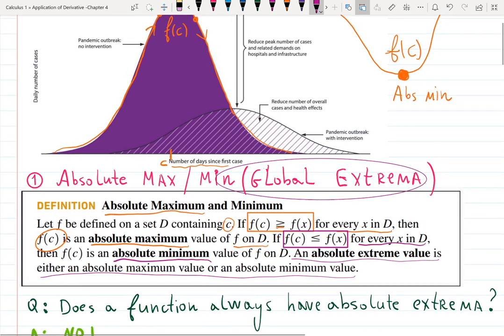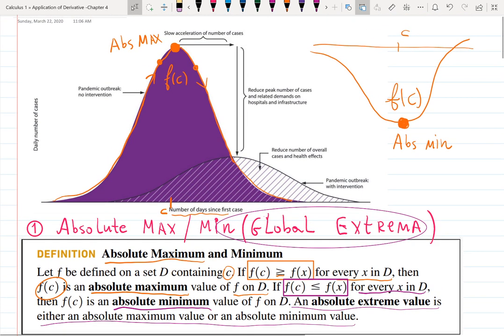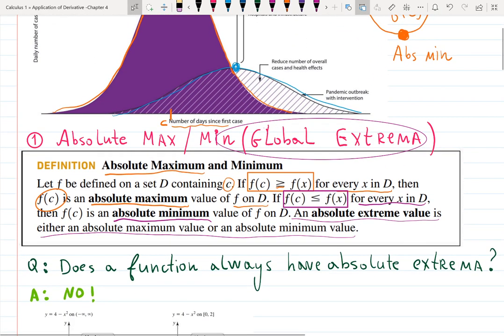Okay, a question for you. Does a function always have an absolute extreme value or not? Well, from this graph, it seems like it always has an absolute maximum. The first graph, look at that. Both cases have an absolute maximum. I can see the top of the mountain, but it might not have an absolute minimum, right? So the answer is no, it's not always the case.